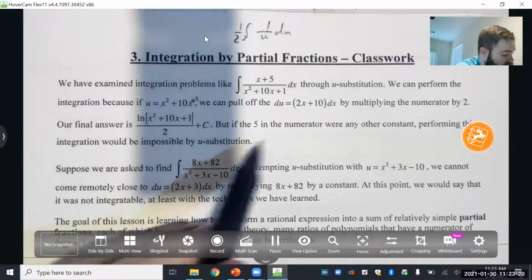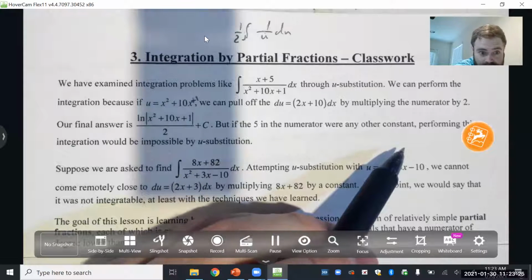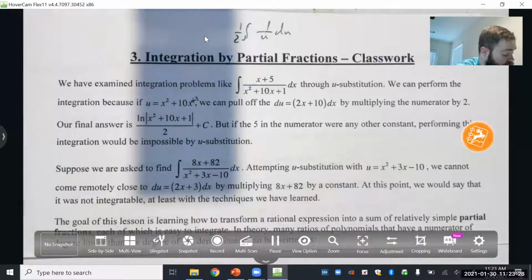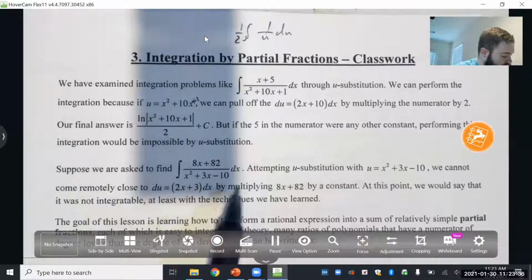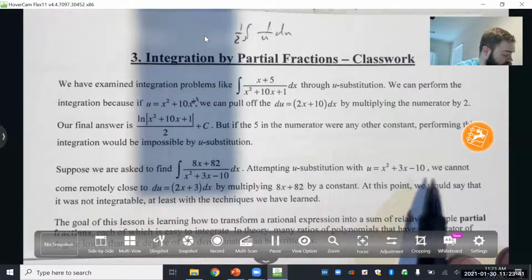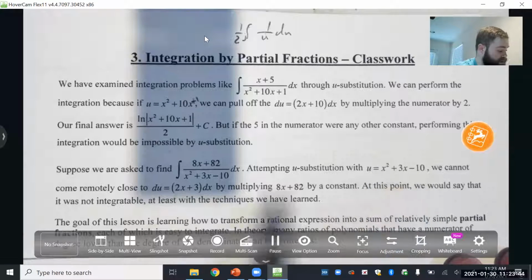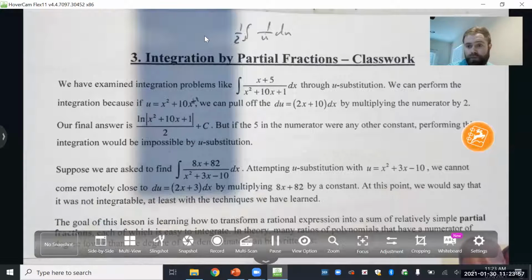But if that 5 in the numerator was practically any other constant, then this would not be as easy and would not work through u substitution. Because suppose we had something like 8x plus 82 over x squared plus 3x minus 10. If we tried u substitution with the bottom being u, the derivative of that u is 2x plus 3 dx. There's nothing I can multiply 2x plus 3 by to end up getting 8x plus 82. That's just not going to work.